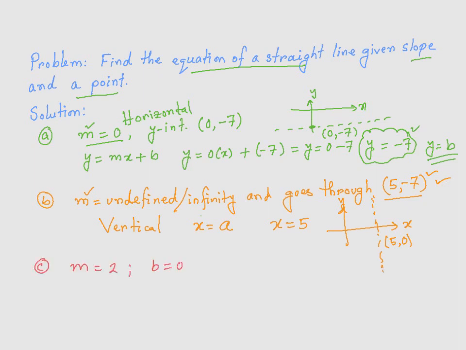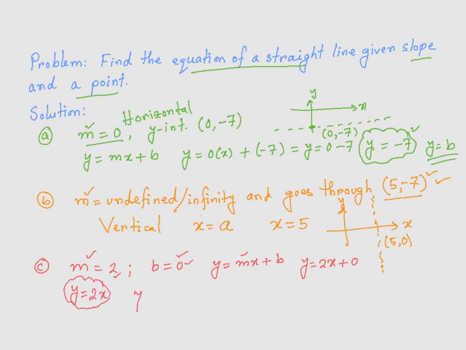The next case I'm going to consider is where m is equal to 2, slope is a positive number, it could be a negative number too, and the y-intercept is 0. So our equation, slope-intercept form, tells us the following: y = mx + b, which gives us y = 2x + b, but b is given to be 0. So my equation is going to be y = 2x.